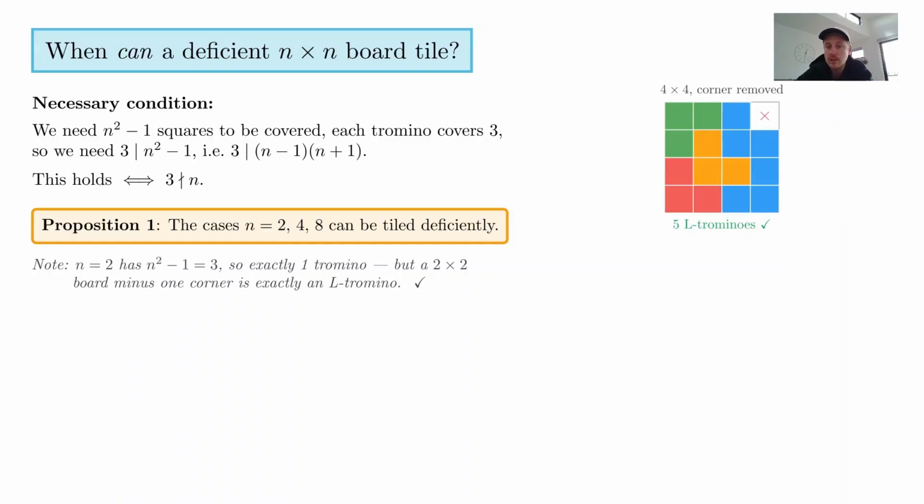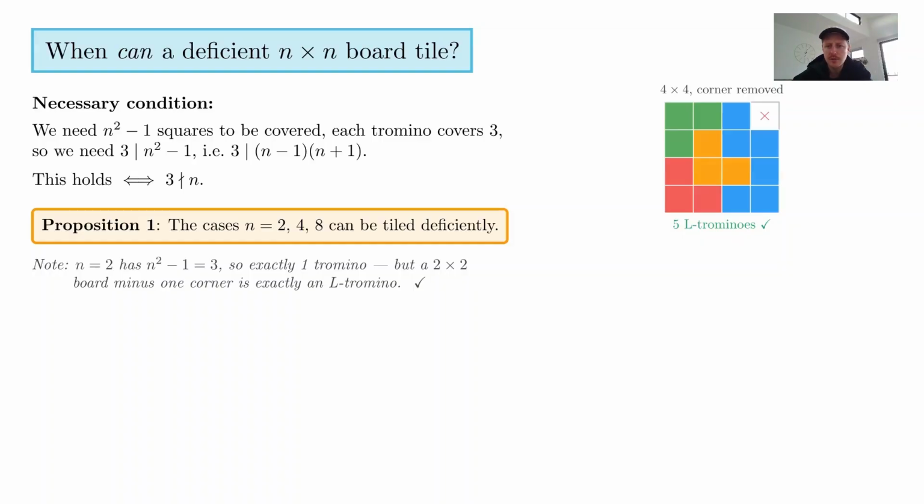And this is true if and only if, that's what this backwards arrow means, n is not divisible by 3. So let's give an example here. If n was divisible by 3, let's pick a number like 6. 6 times 6 is 36. 36 minus 1 is 35, and 35 is not divisible by 3. So we wouldn't be interested in a 6 by 6 board in this situation, because it wouldn't be tiled deficiently. It can either be tiled entirely, or maybe it can't be tiled entirely, but we're not interested in that situation. So hopefully that makes a little bit of sense.